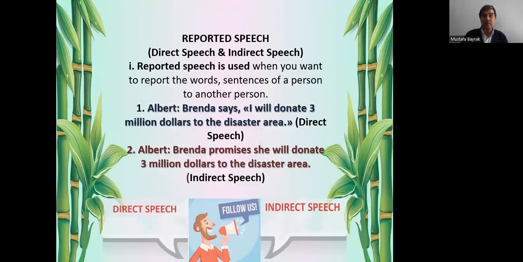Now, this is the direct speech. Let me read it once more. Number one, Albert: Brenda says, "I will donate $3 million to the disaster area." Yes, Albert is reporting. This is direct speech, directly reported speech. Number two, Albert again: Brenda promises she will donate $3 million to the disaster area. This is called indirect speech, indirectly reported speech.